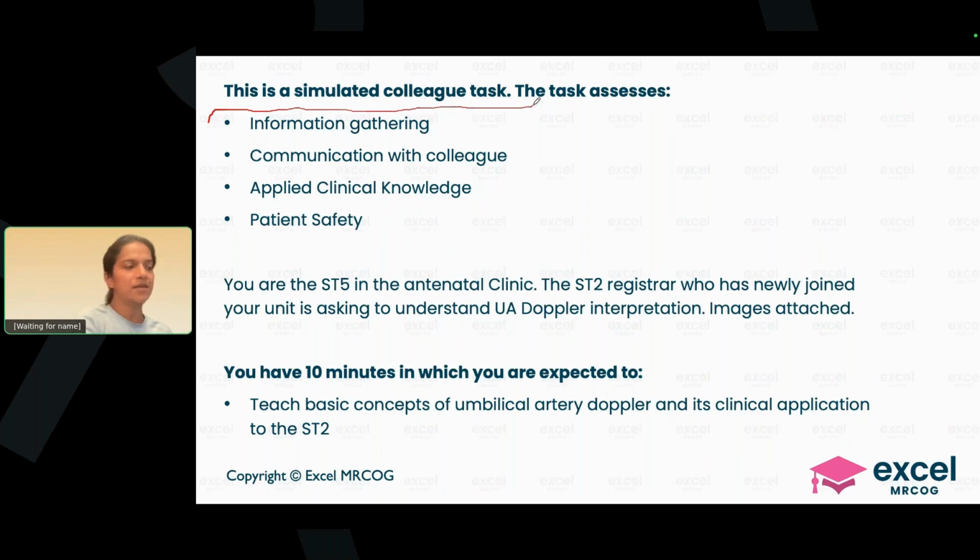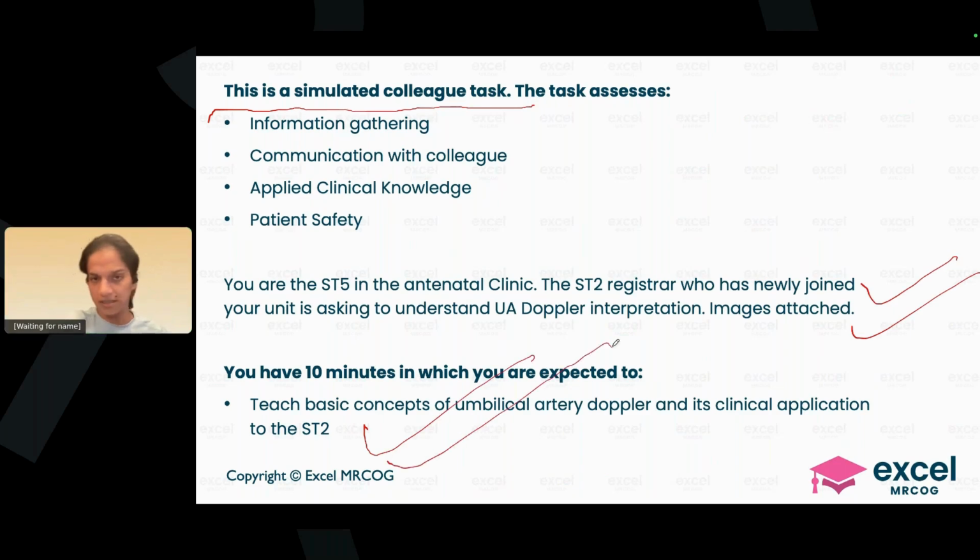In a teaching task, it will be clearly mentioned that you have to teach. Then it becomes very easy. But there are certain situations where they would just say that this is a simulated colleague task, which is actually like a structured discussion, but you are talking to your consultant. So if you're talking to a consultant, you have to act like you're talking to your consultant. So, good evening, I am the ST5, and I believe you wanted to discuss the case with me. Okay, so we could proceed. So just start by greeting, or even if you say good evening, I'm the ST5, that is also fine if it is a simulated colleague task.